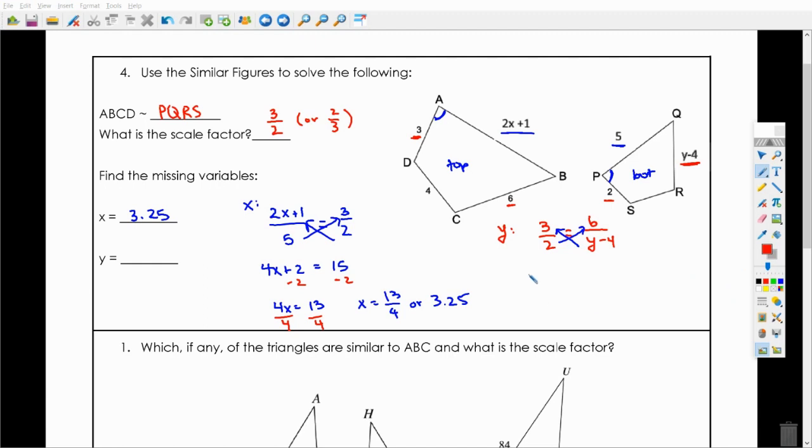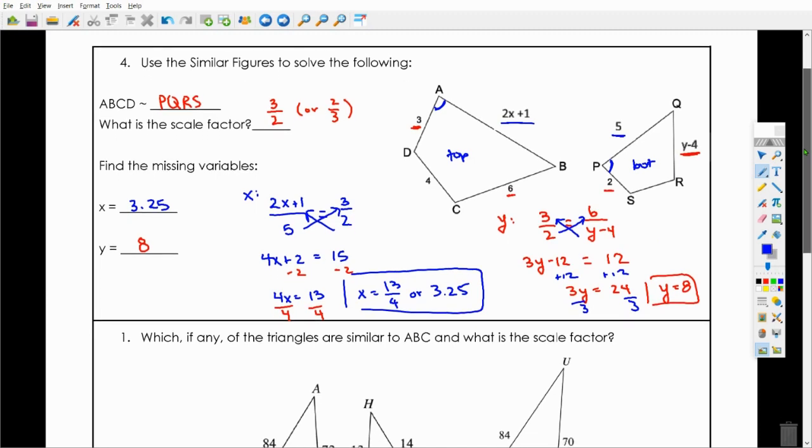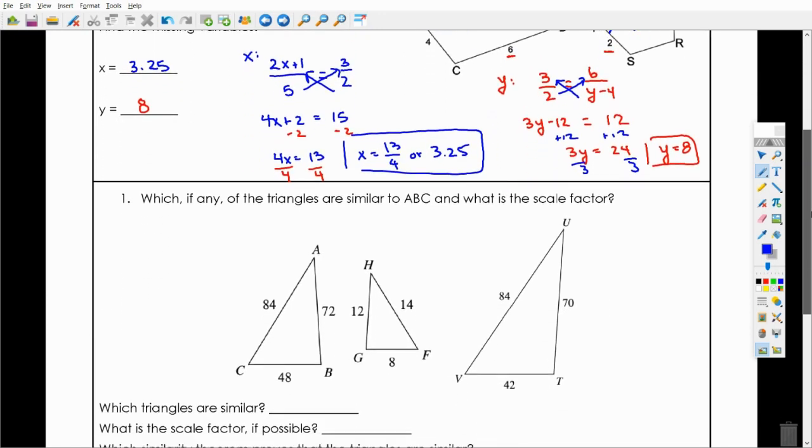All right, again, just cross multiply. And so 3y minus 12 is equal to 12. Add 12 to both sides. 3y equals 24. Divide by 3. y is going to be equal to 8. So a whole number this time. So there's x, there's y. That's the last thing we had to do for that problem. And you could plug it in again to check if you'd like, but you don't have to.